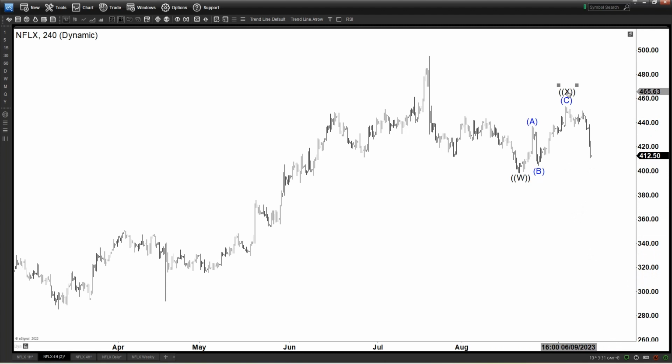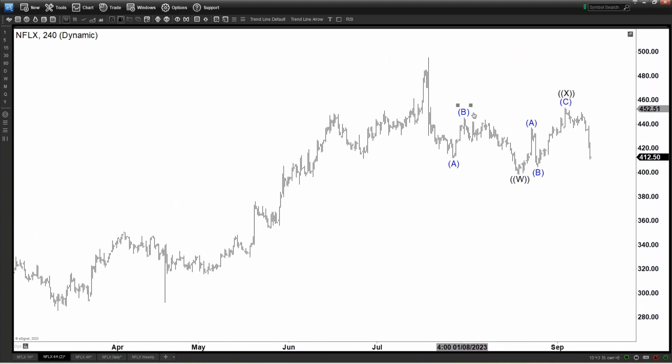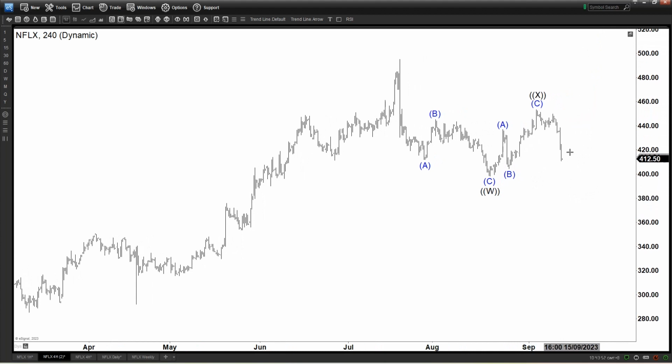In which you have the first ABC pullback over here, and then the rally fails. So you have the initial correction, which is a zigzag, and it fails to extend to the upside. Instead, it's only doing a 3-ish rally and then going down again, and the move down looks pretty impulsive at the moment, even though we still need to break below the W again to confirm this. But at this point it looks pretty plausible, with the decline looking impulsive and the rally looking corrective.